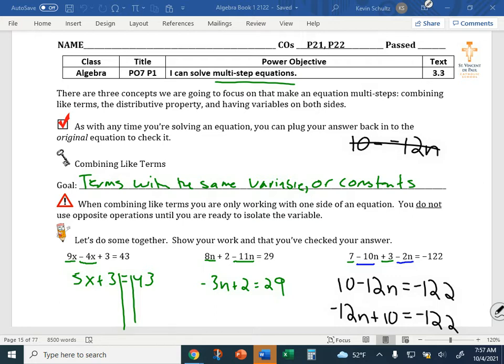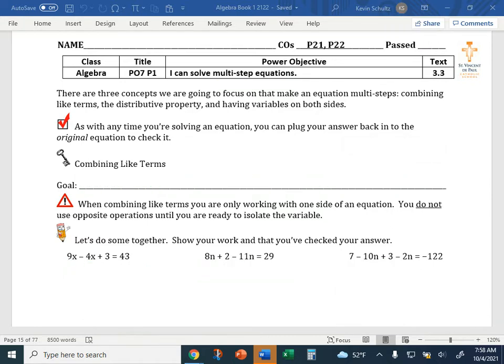Because as long as you have the negative, it doesn't matter. As long as the signs are the same, right? -12n, -12n, +10, +10, it doesn't make a difference. Okay? So, obviously, these aren't solved yet, so you still have some work to do here, but we've got it down to a two-step equation. Any questions on combining like terms? No? Okay. On to distributive property.